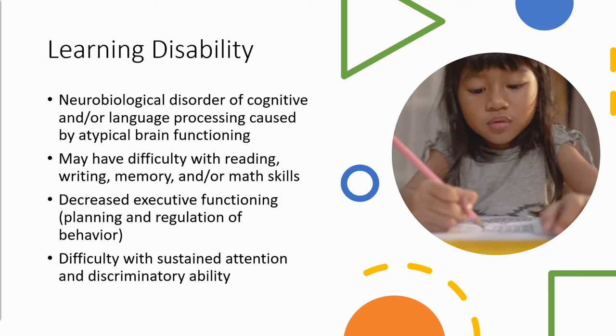A learning disability is a neurobiological disorder of cognitive and/or language processing caused by atypical brain functioning. There are a number of different types of learning disabilities, such as reading, writing, memory, math, and more. Someone with a learning disability will have decreased executive functioning, which is planning and regulation of behavior, and they may have difficulty with sustained attention and discriminatory ability. Discriminatory ability is the ability to distinguish and process multiple stimuli. So that would be evident in their reactive stress response, their reaction speed, and ability to pay attention.